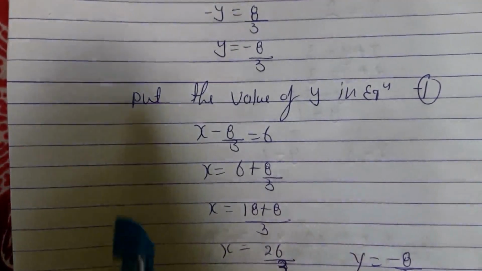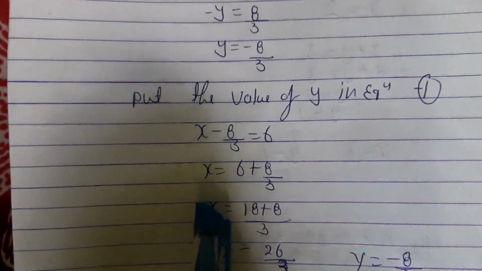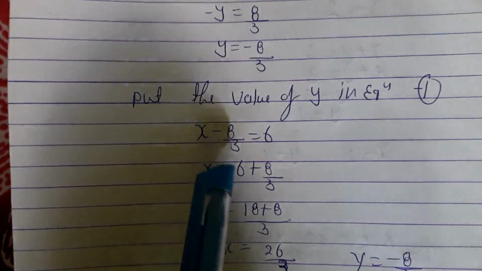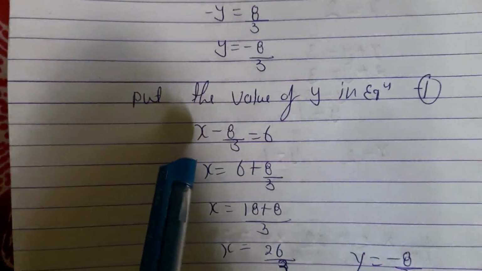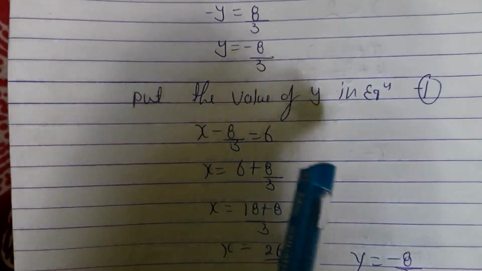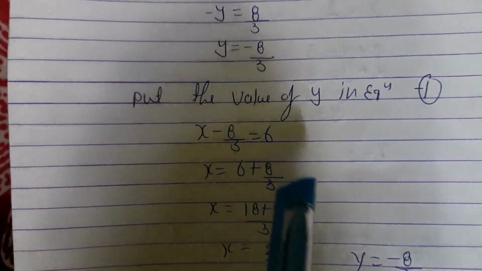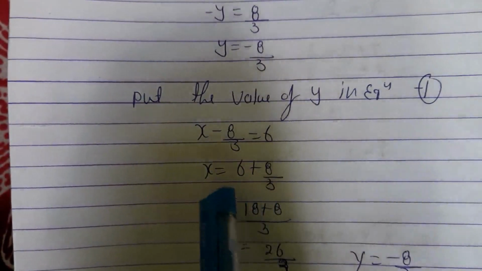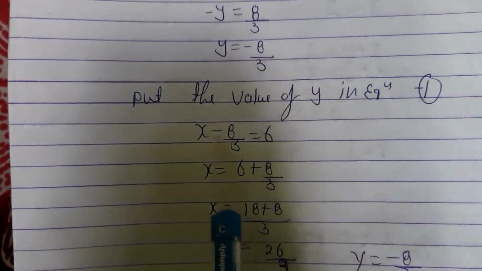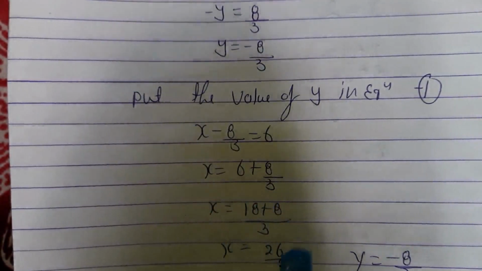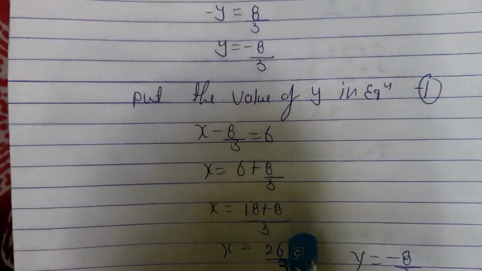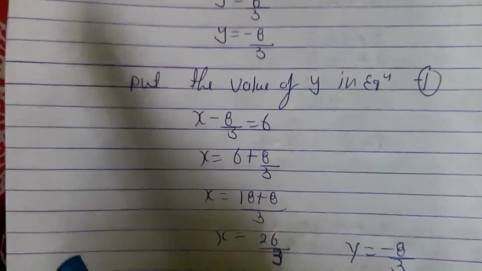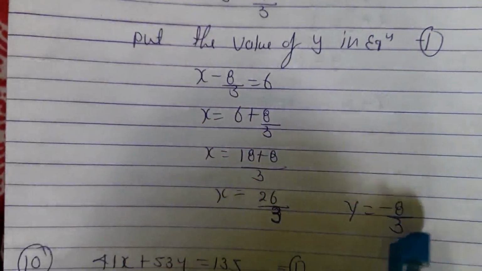Then we will put the value of y in equation 1. So x plus y is equal to 6. Okay, so x minus, the value of y is minus 8 upon 3, so plus minus minus. x minus 8 upon 3 is equal to 6, and minus 8 upon 3 will go to the right hand side, then the sign will be changed. So x is equal to, then we'll take the LCM. The LCM of 6 upon 1 plus 8 upon 3 is 3. So x is equal to 18 plus 8 upon 3. Then we'll add the values. So x is equal to 26 upon 3 and y is equal to minus 8 upon 3.